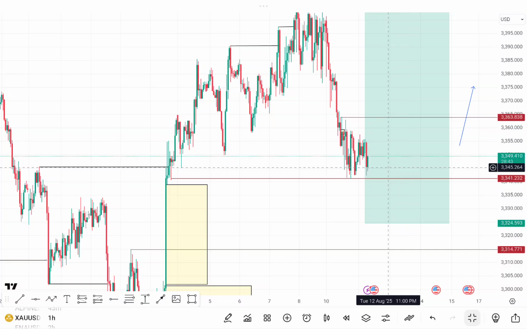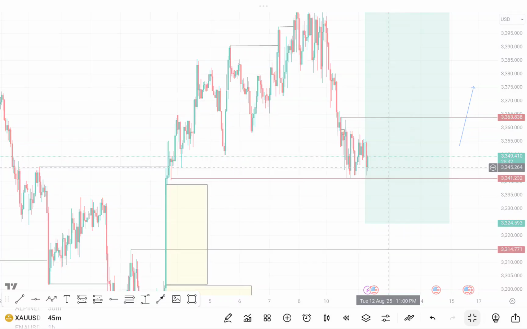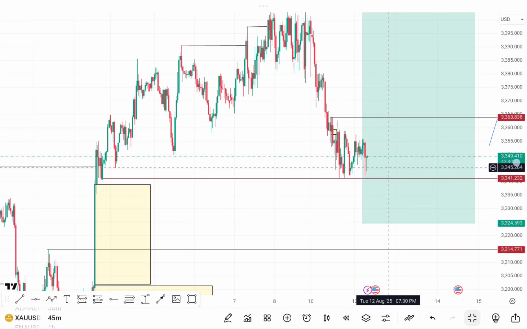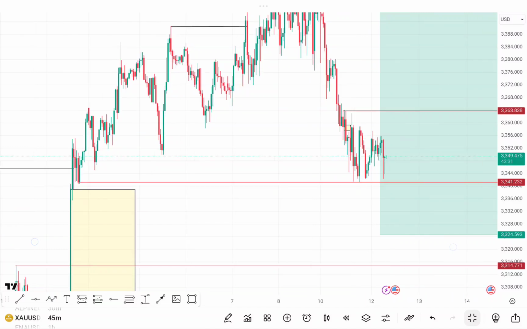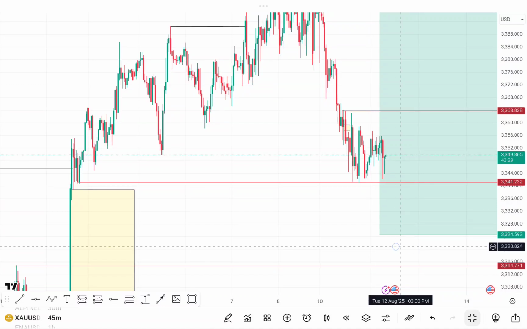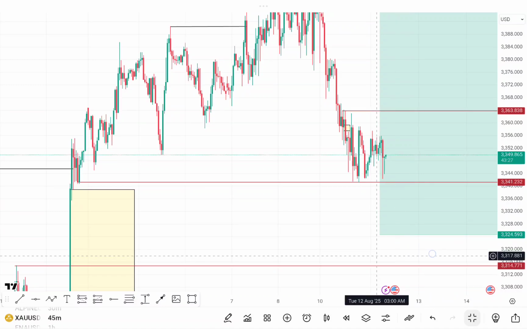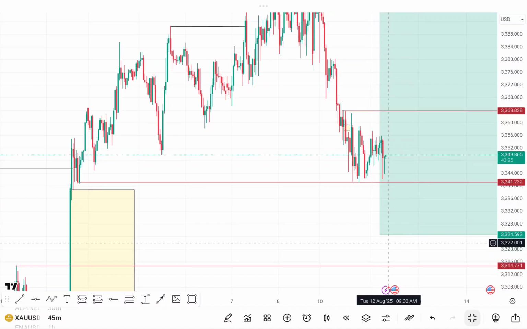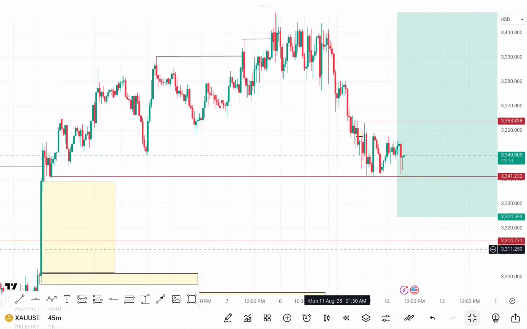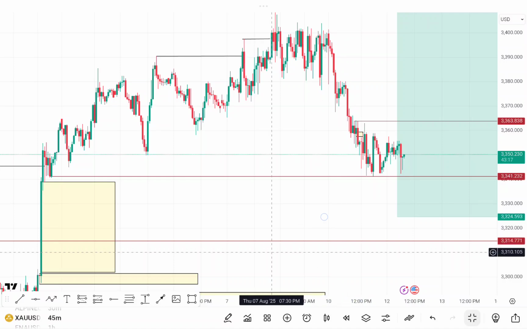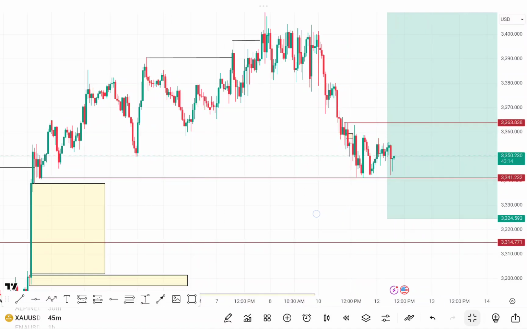Now let's go to the lower time frame. Yes, we can see a bullish pin bar candle being created. You understand? So indicating that this market is probably going to go up, and that is exactly what the market is currently doing right now.